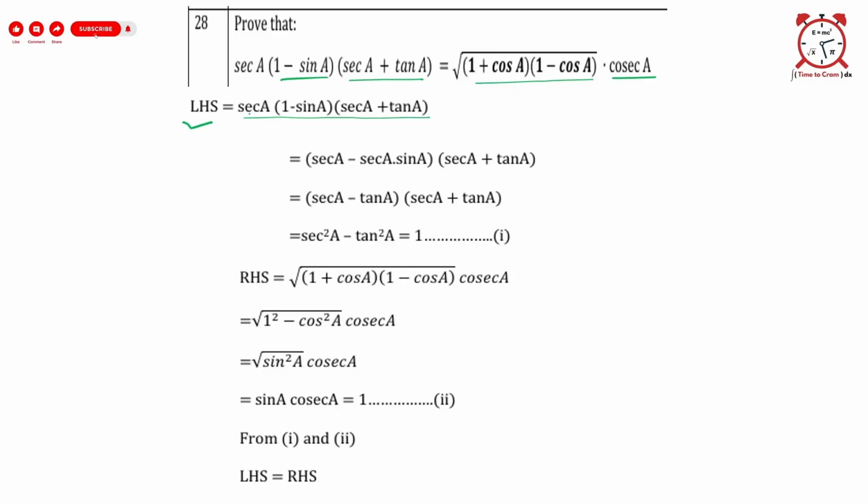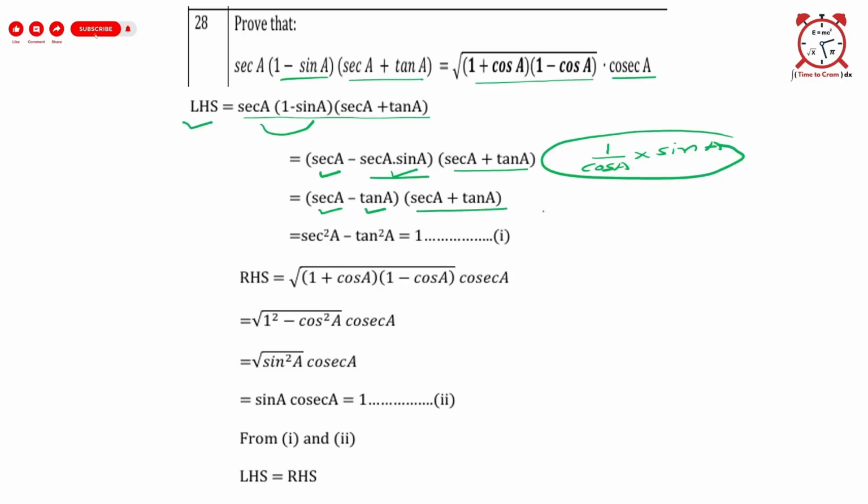Let us multiply sec A with this bracket. Sec A multiplied by 1 is sec A. Sec A multiplied by sin A is sec A into sin A. The other bracket is as it is. Now, sec A into sin A: you know that sec A is 1 upon cos A, multiplied by sin A, so we get sin upon cos, which is tan A. So for this term we keep tan A, and the other bracket is as it is.